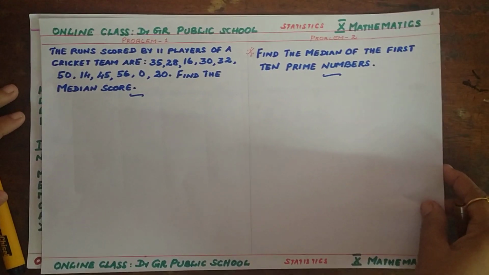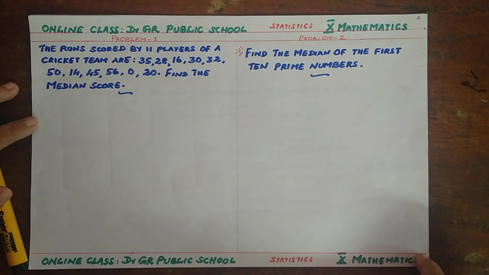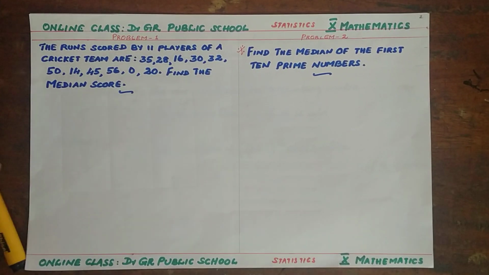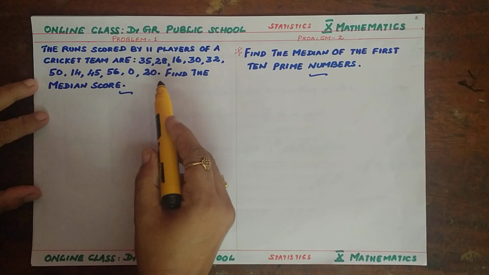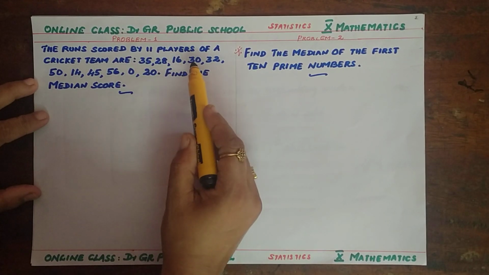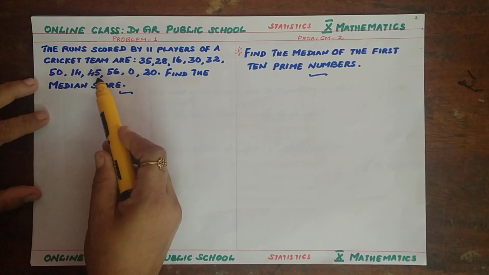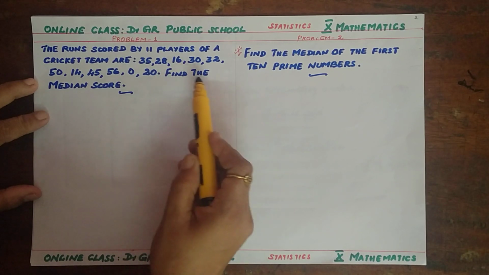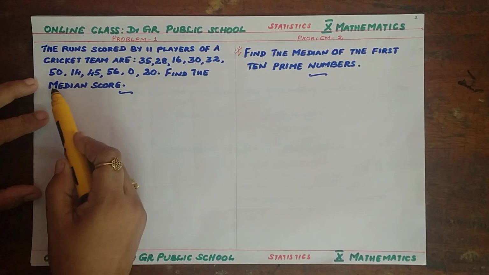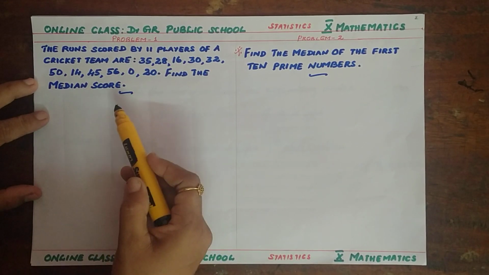Listen to this, problem 1. The runs scored by 11 players of a cricket team are 35, 38, 35, 28, 16, 30, 32, 50, 14, 45, 56, 0 and 20. Find the median score. Listen to this, median you want to find. 11 observations are given here. You need to find the median.